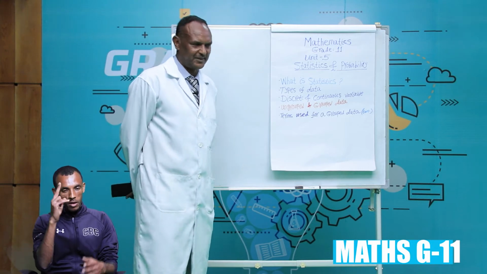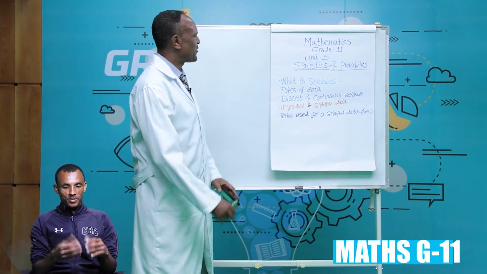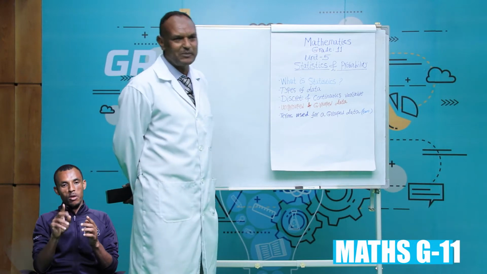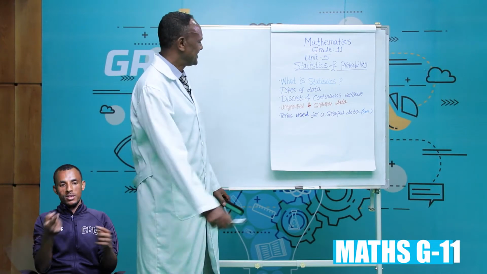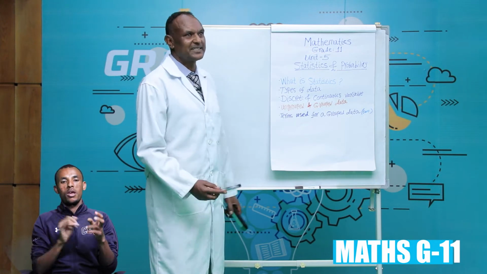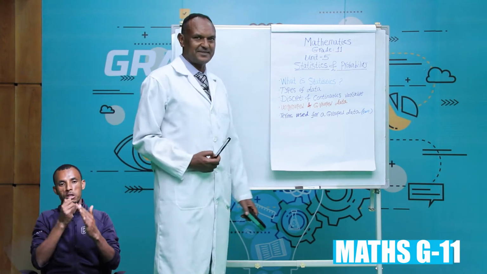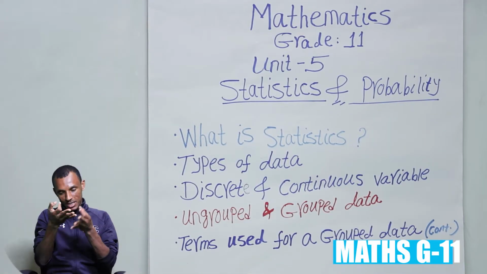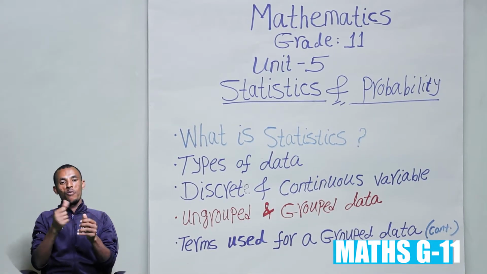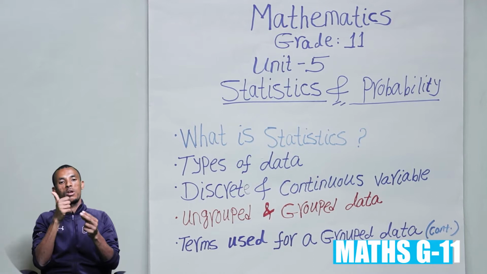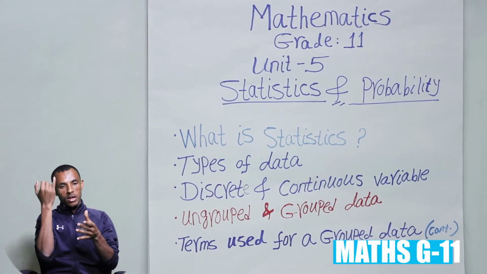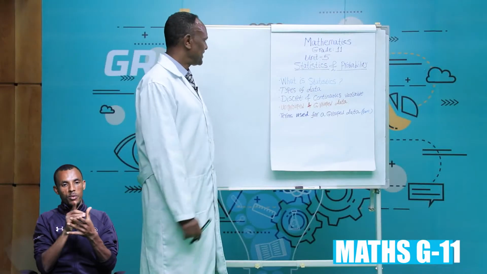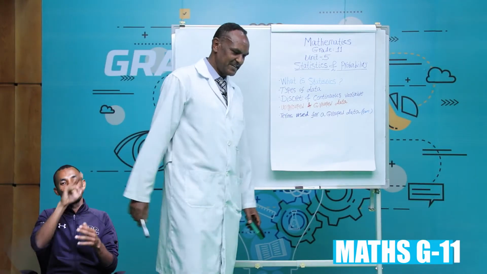Hello students. Today we are going to start grade 11, unit 5, statistics and probability. Especially in this subtopic, I want to discuss what statistics is, types of data, discrete and continuous variables, ungrouped and grouped data, and terms that we use when we are discussing grouped data. First, what is statistics?